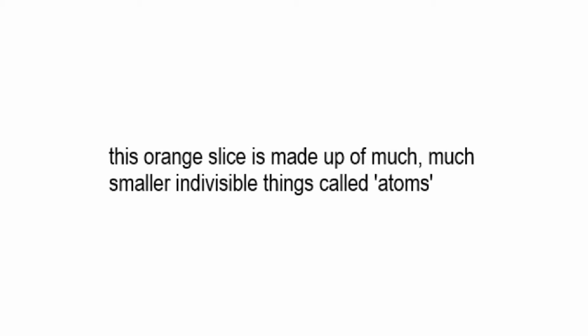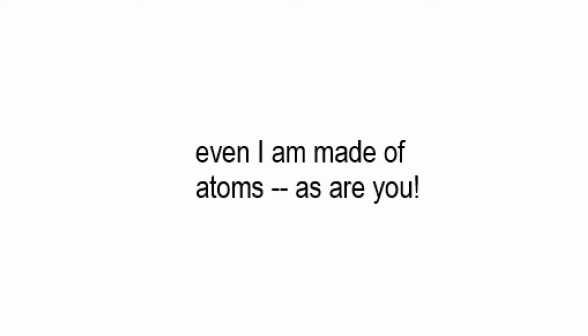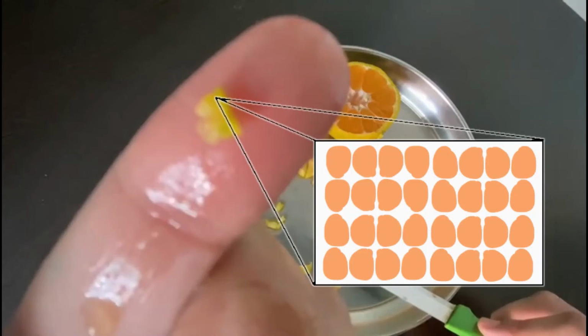And it's not just this orange that's made of atoms. Even I am made of atoms. Even you are. All stuff in the universe is made of atoms. The story of how we landed on this fact is long and awesome, and we will look at it later. There are trillions and trillions and trillions of atoms in this minuscule orange slice, and they are all indivisible.